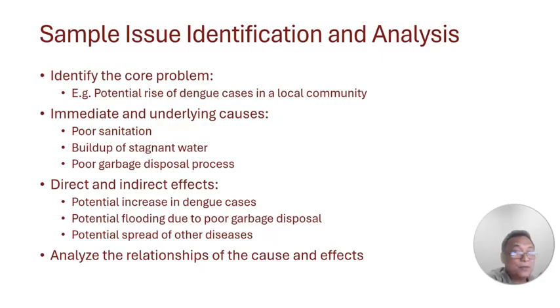The last step in this sample issue identification analysis is analyzing the relationships of the causes and the effects. So, understanding again the underlying causes of poor sanitation, buildup of stagnant water, and poor garbage disposal process, I believe everybody would agree or conclude that a project to control dengue is a necessity to avoid the spread of dengue and the possible impacts of poor sanitation and garbage control.